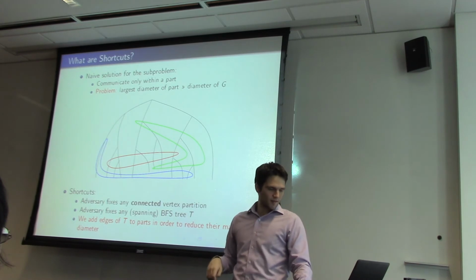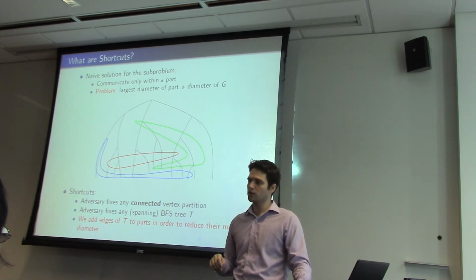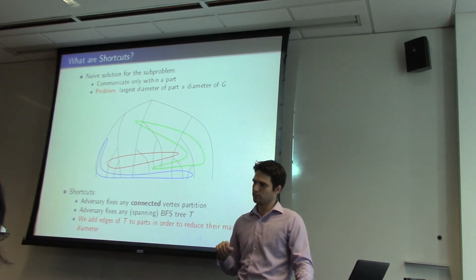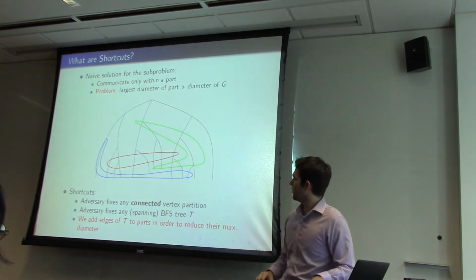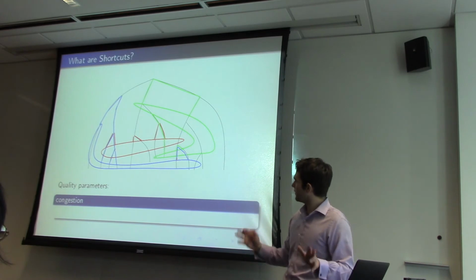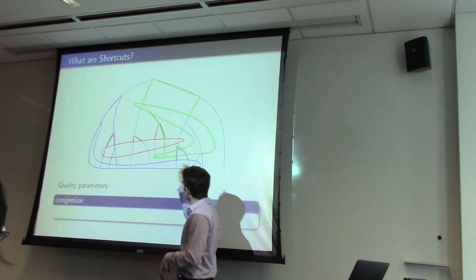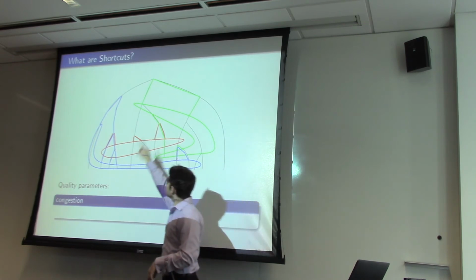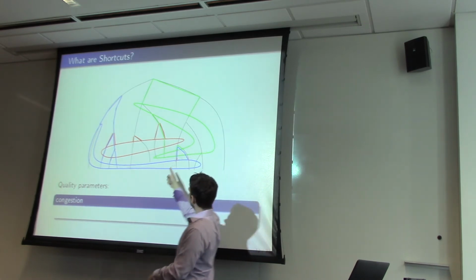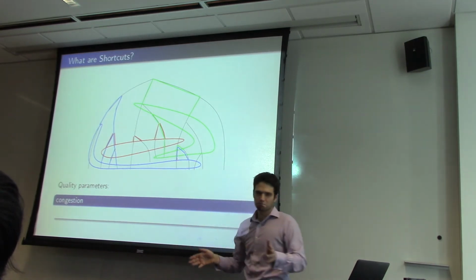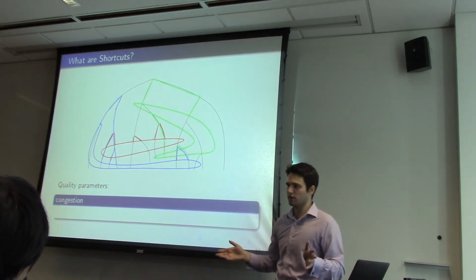And that's exactly how we are going to estimate the quality of a shortcut. Okay, so let's go one by one. A shortcut is basically: you have parts and you add edges of the tree to each part. Like the blue part, you add blue edges to it, to the green part you add green shortcut edges, to the red part you add these. Great. That is a shortcut.